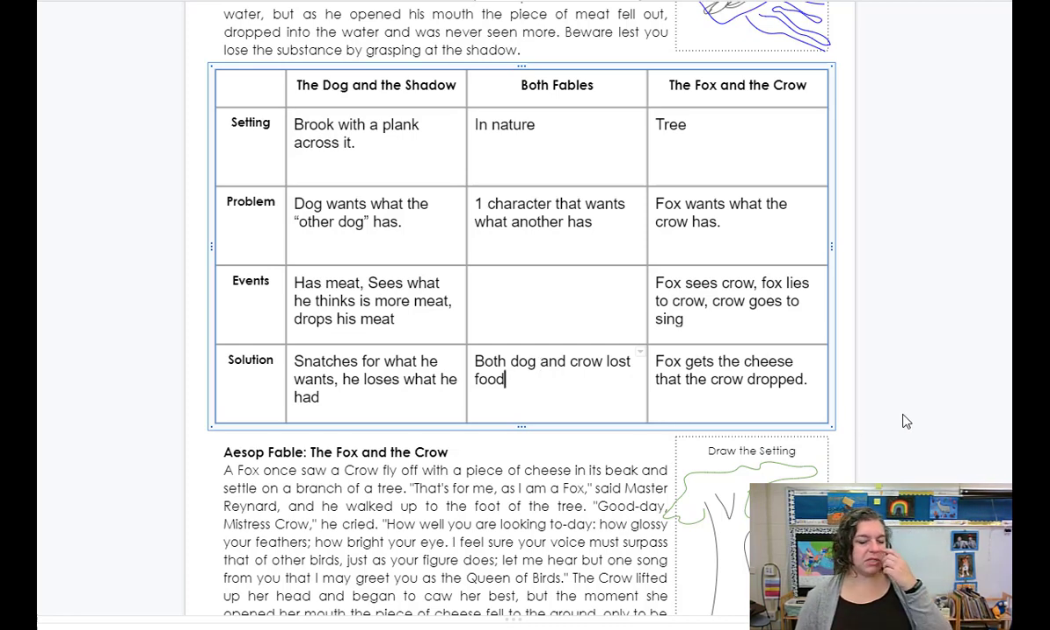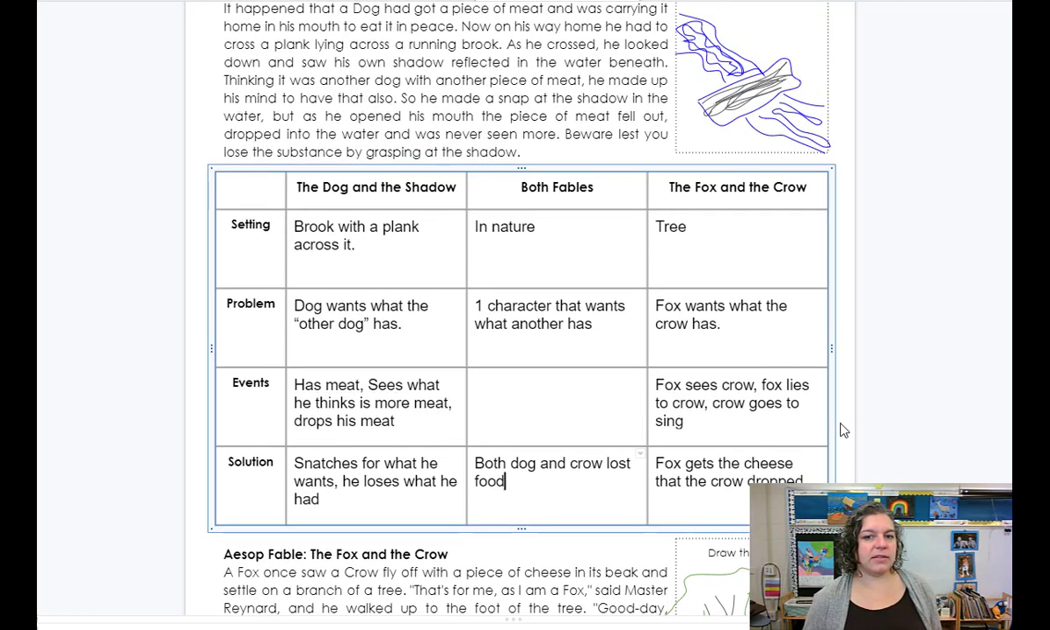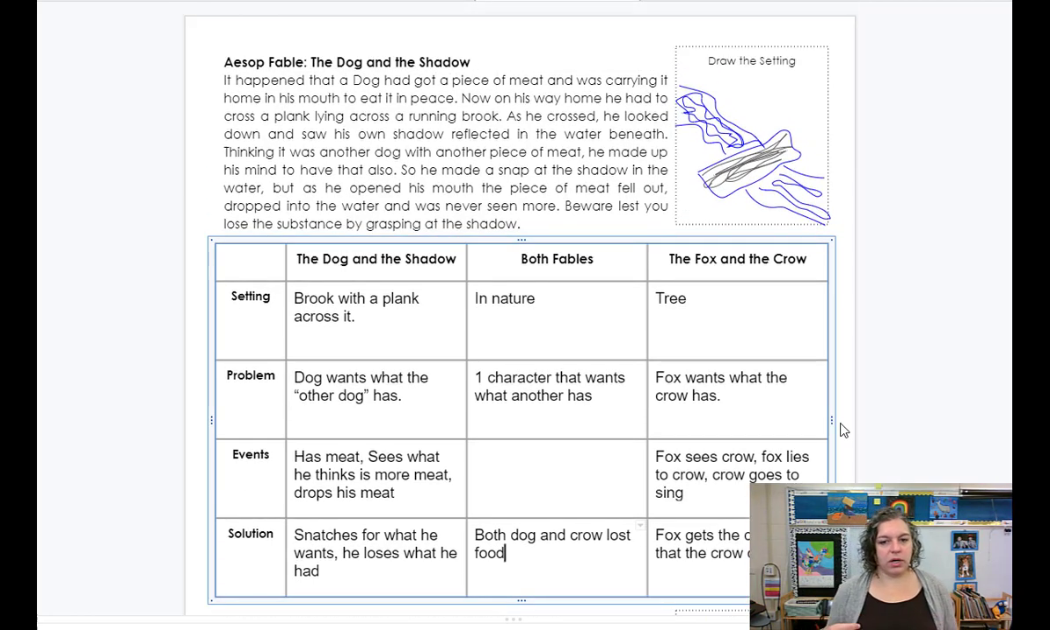So sometimes the similarities might not be as obvious. You need to think through them and look for things and say, well, what is similar? What is different? Okay, so this is how we're looking at settings and events, being able to organize them for one story each, but then also comparing between two different ones.